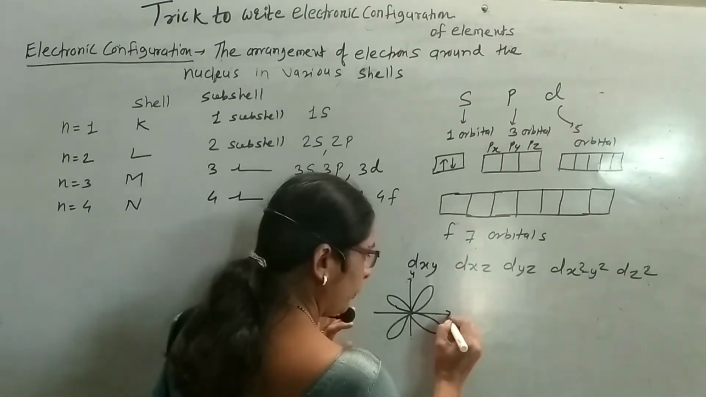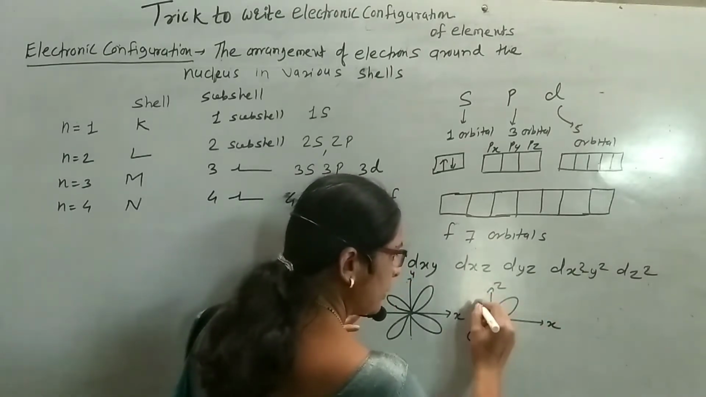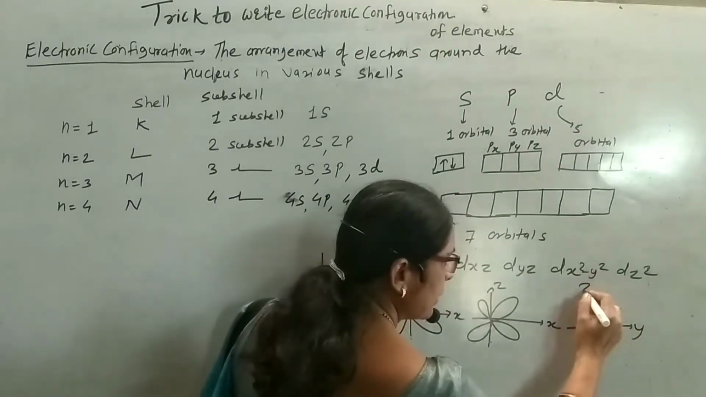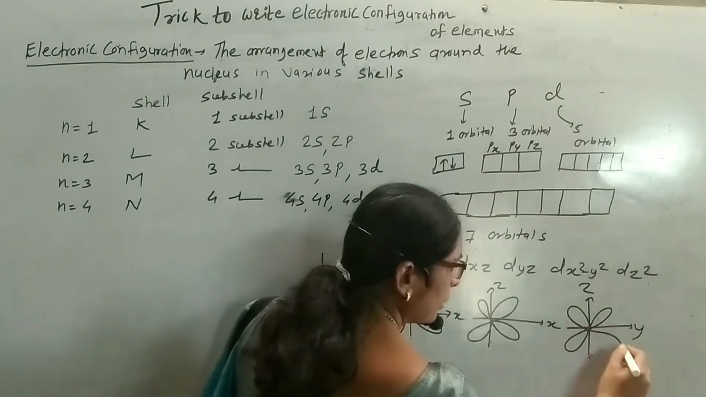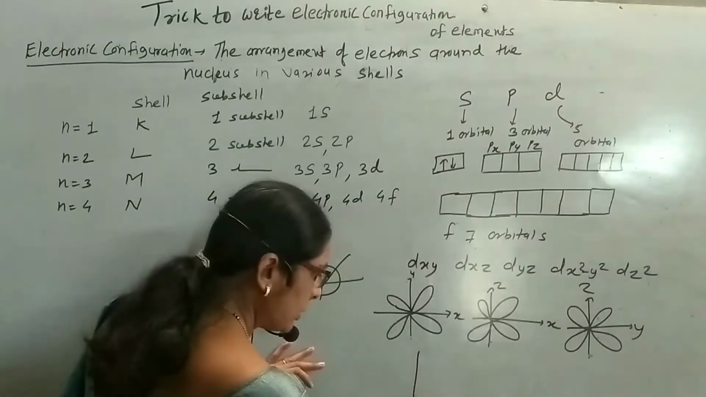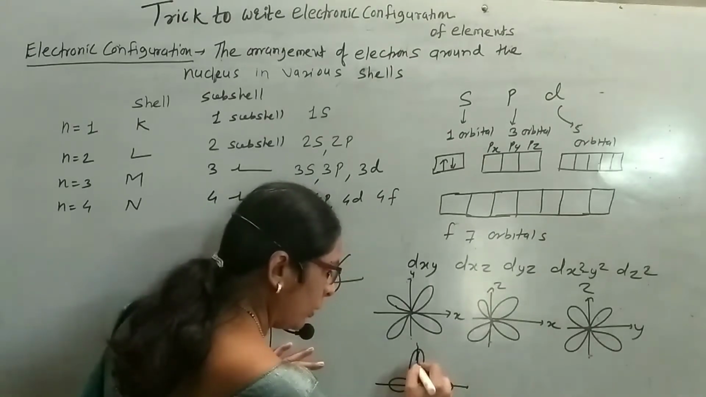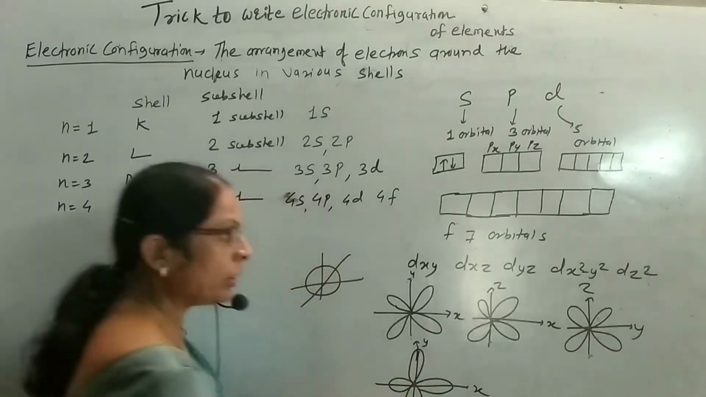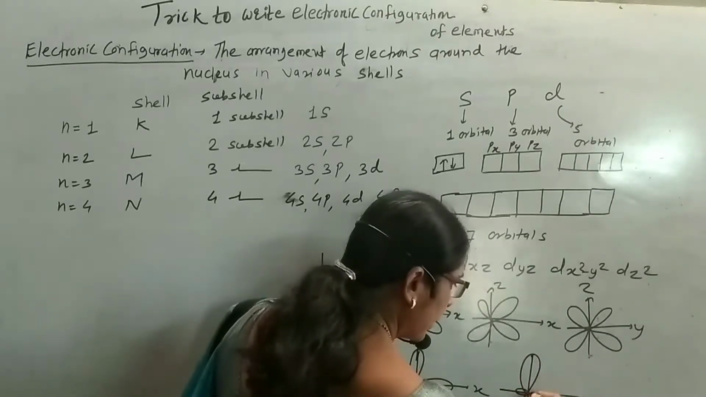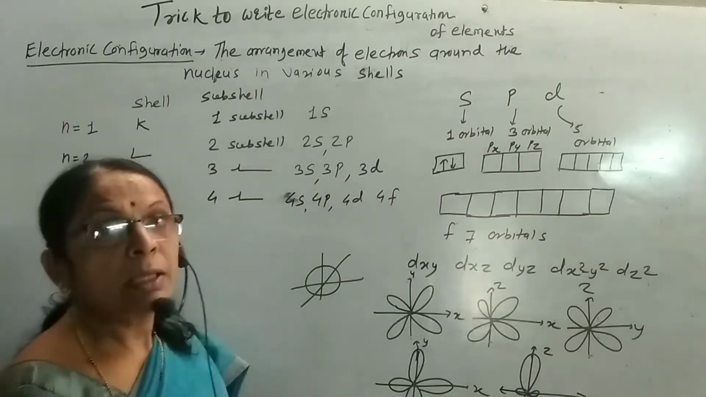I can draw like this way. If it is an xz direction, they are in between x and z. If this direction is yz, they are in between y and z. If I consider dx square minus y square, it means they are along the x and they are along the y. And if I say it is a dz square, it means they are along the z direction. So like this way, I consider the orbitals. D has 5 orbitals.